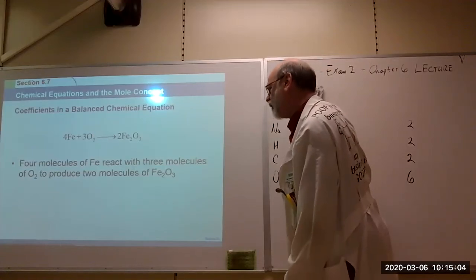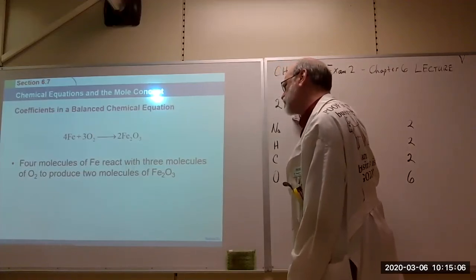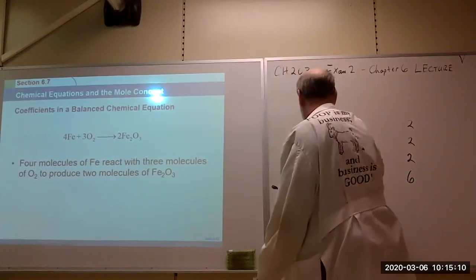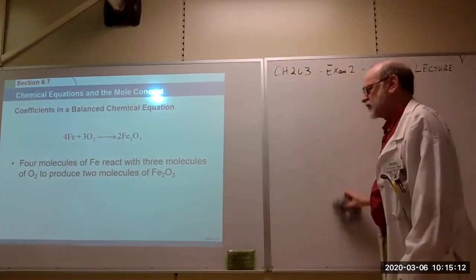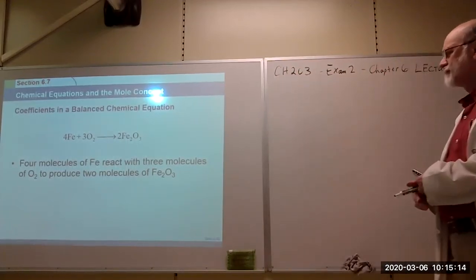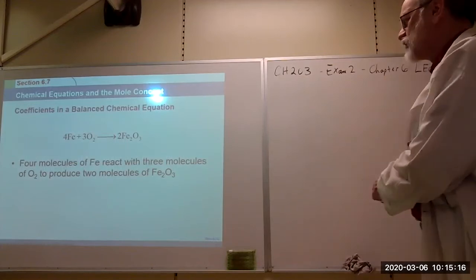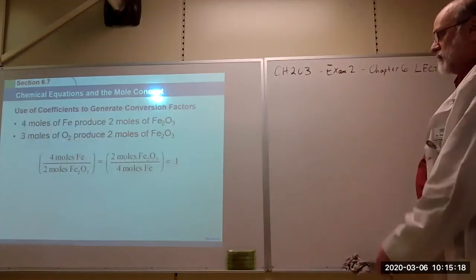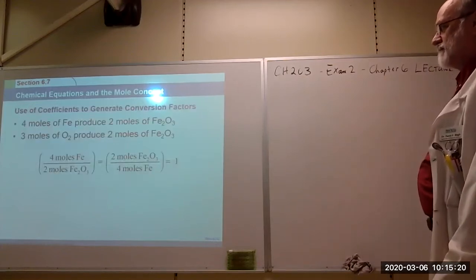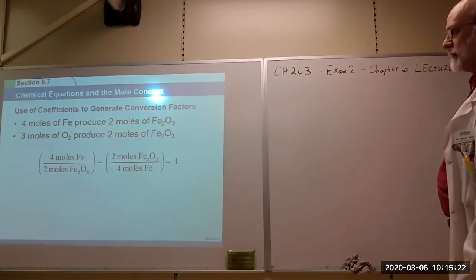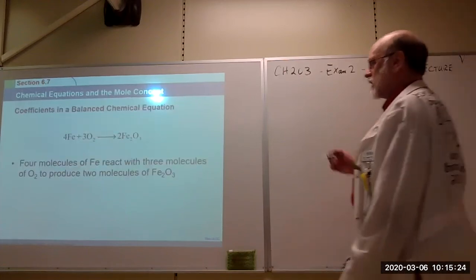So let's see. 4 molecules of iron react with 3 molecules. Coefficients in a balanced equation. I thought that horse was dead. To produce 2 molecules. Oh, I see what we're getting at. We're using that to generate conversion factors.